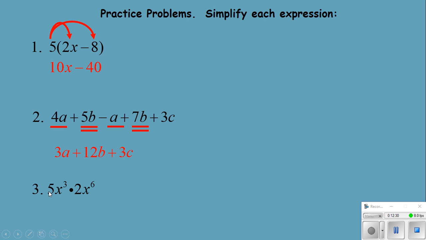The last problem, we are simply multiplying terms together. 5x to the third times 2x to the sixth. 5 times 2 is 10. X to the third times x to the sixth is x to the ninth. So 10x to the ninth.